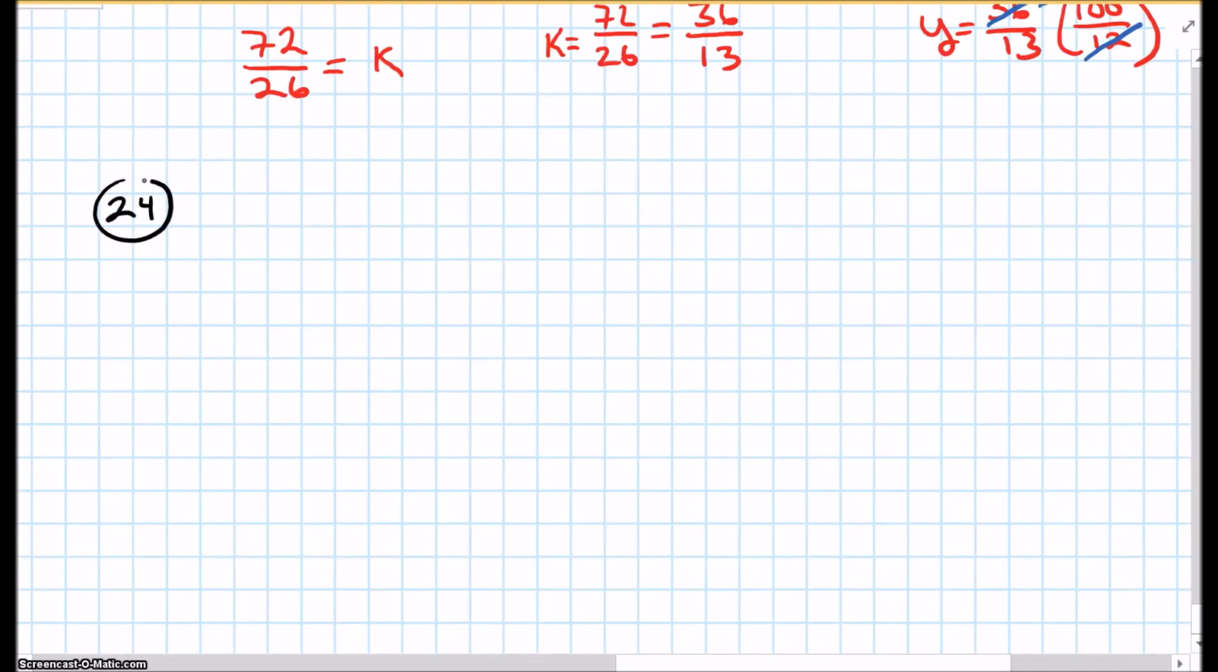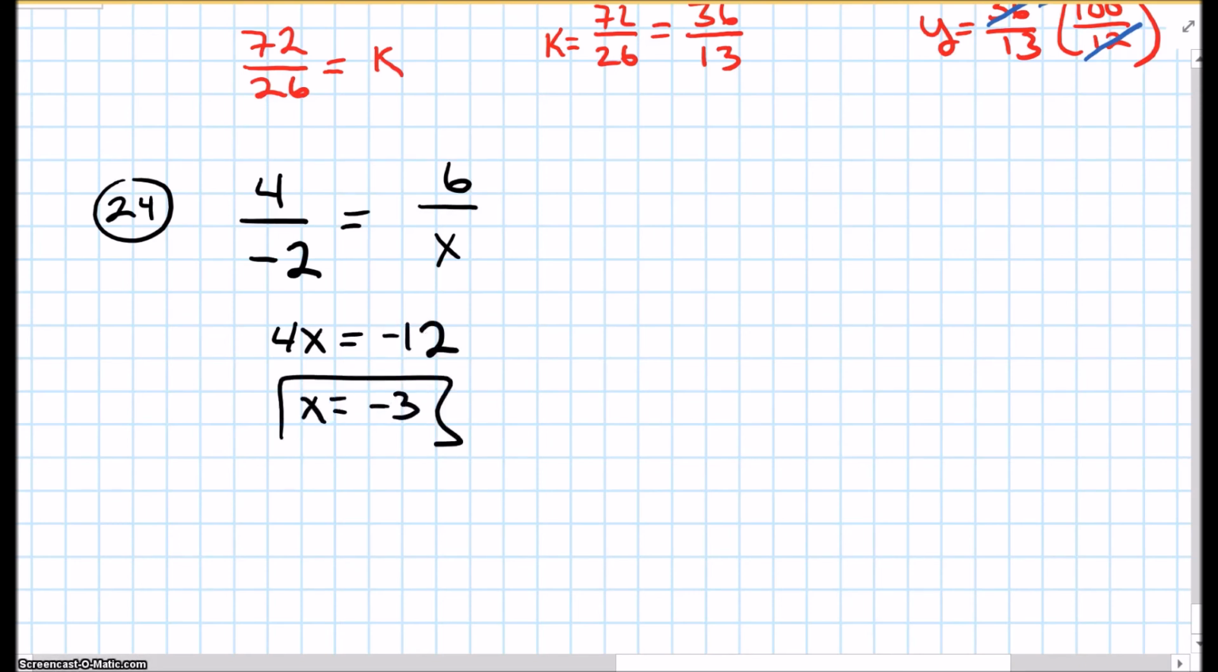All right, going to number 24. Y varies directly with x. So if y equals 4 when x equals -2, find x when y equals 6. So we can cross multiply, so I'm going to get 4x equals negative 12. So x equals negative 3. Okay?